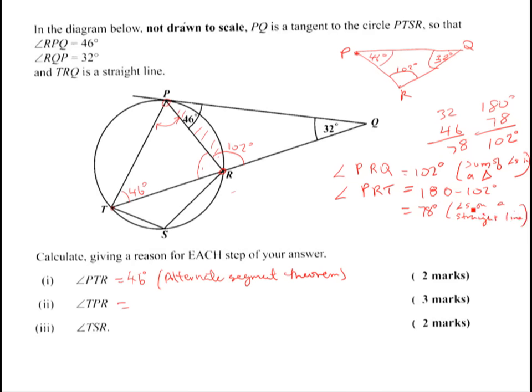Okay, if you're not able to see this properly, just notice it's the angle symbol. Angles on a straight line. Why am I saying that? Because this angle here is actually in a straight line with this one over here. And if this is 102, then this is the difference. This is 78 degrees. So the difference between 180 and 102 is 78. So angle PRT is 78 degrees.